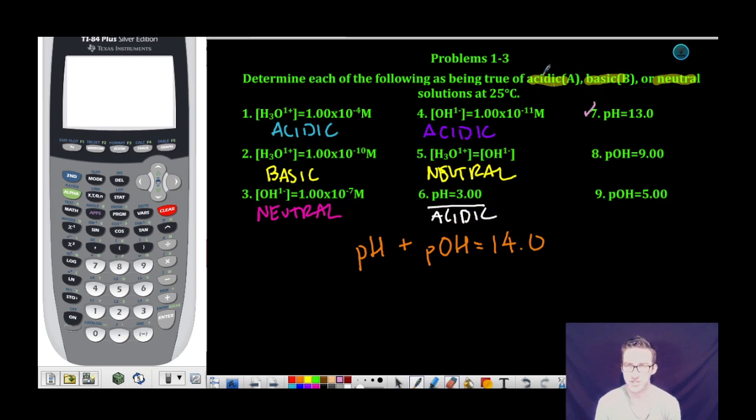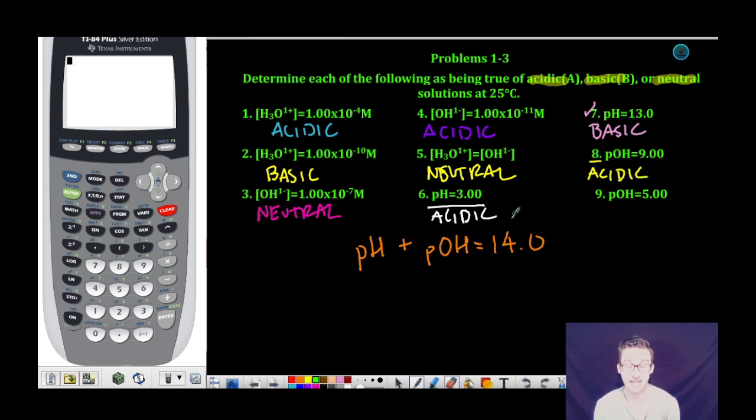As we take a look at question number 7, pH is 13. Again, the sum of the pH and pOH values must equal 14. In this case, the pOH would be 1. A pH value of 13 and a pOH value of 1 is going to be indicative of a basic solution. Let's take a look at question number 8. pOH is 9. Again, that sum of pH plus pOH must equal 14. In this case, we get a pH value equal to 5. A pH of 5 and a pOH of 9 is going to be an acidic solution.